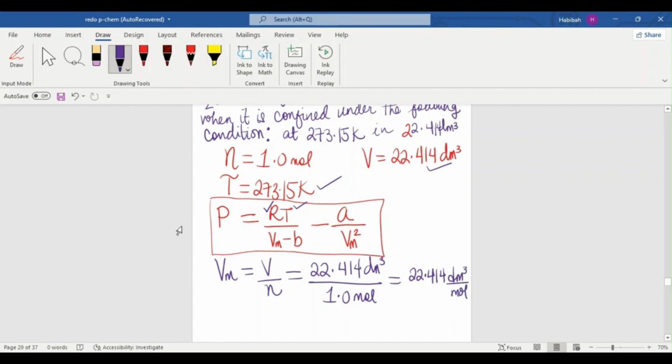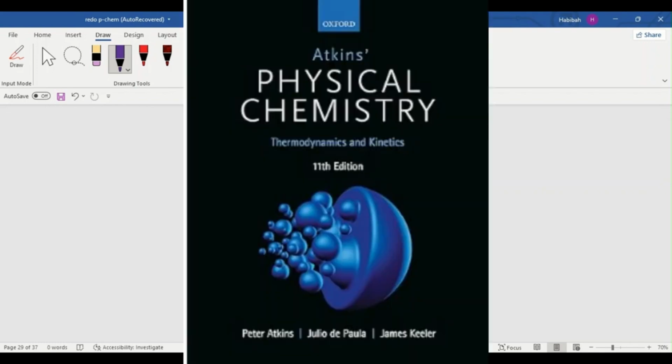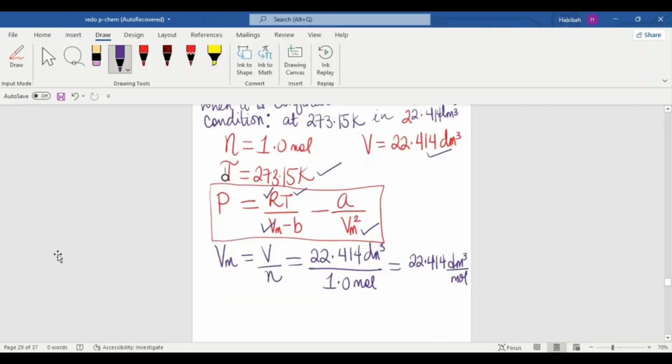So now we have the molar volume, the gas constant, and the temperature. Now we have to get the values for A and B to determine the pressure, because when we've determined the values for A and B and substitute them as well as the values for R, T, and Vm, we can determine the pressure. According to the Physical Chemistry Atkins textbook, 11th edition, which this question is from, the resource section shows you the A and B values for all gases. In this case, we're dealing with H2S.